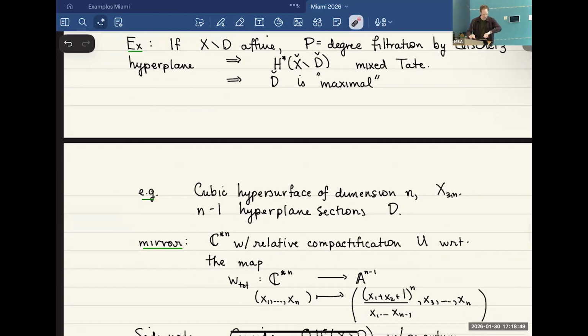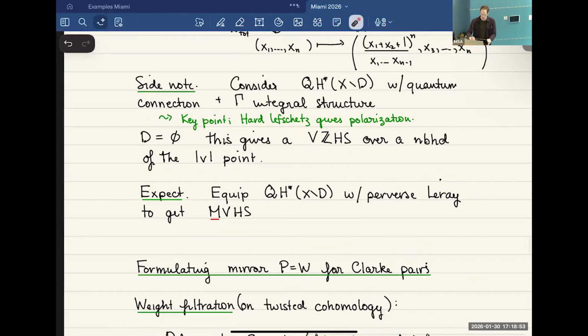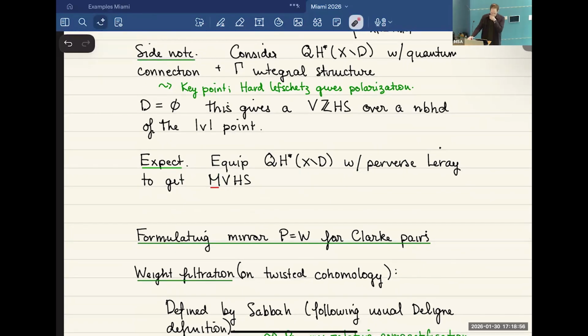Okay, how much time do I have left? Not that much. Okay, so I'll skip this example and maybe make a comment. In general, if you take the quantum cohomology of this complement, and the boundary divisor is 0, so in this case, that just means that this X minus D is a Calabi-Yau variety. So if I take the quantum cohomology of a Calabi-Yau variety with the gamma integral structure, this will give me an integral variation of Hodge structure near the large volume limit point.